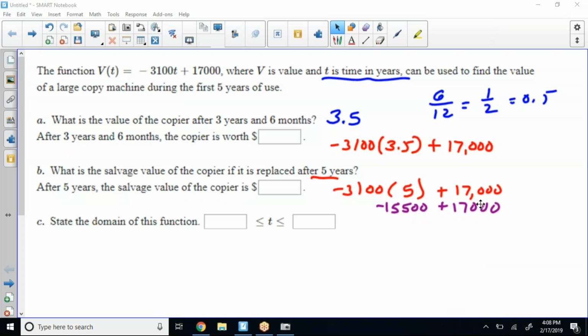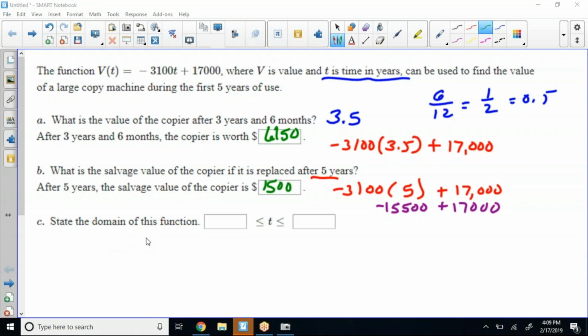Turn this on. Negative 15,500 plus 17,000 is... I got 15. You got what now? 1,500. Yep. So what'd you get up here on this one? Let's see. 3,100. 6,150.